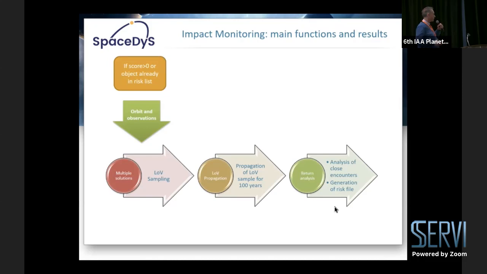Shortly, how it works. When we have a new or updated orbit, it goes through a scoring system that triggers the impact monitoring, in the sense of whether there are chances that this could be dangerous. So we start by sampling the line of variation along the uncertainty region. When we sample the line of variation, we propagate the samples for 100 years, and then we analyze the close encounters with Earth to see if there are chances to hit Earth.